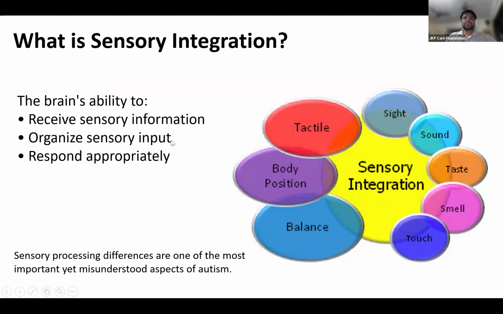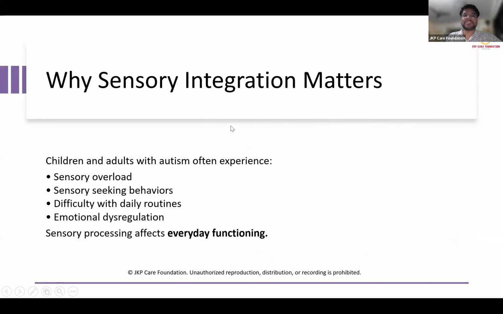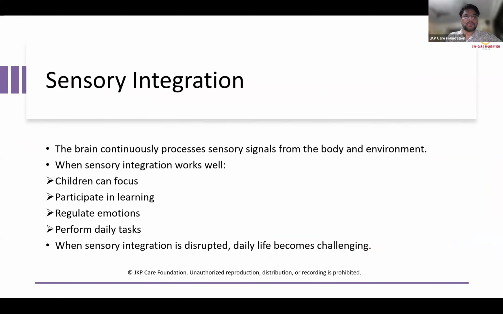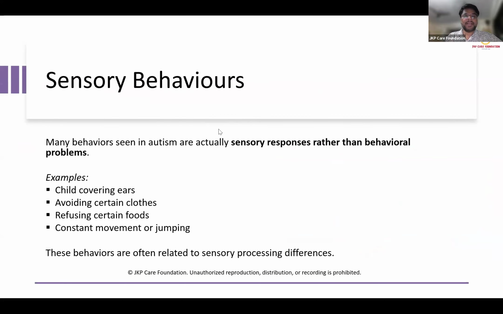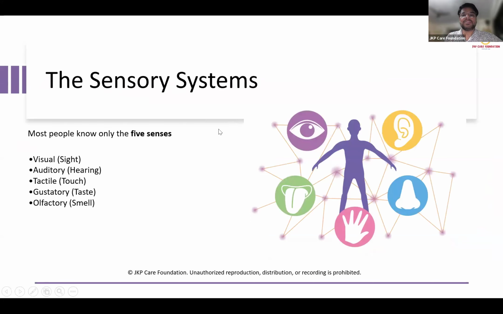So sensory integration is the brain's ability to receive information, organize it, and respond appropriately. Coordinate all these senses, organize and respond. The whole process is known as sensory integration. How do we receive sensory information? Let us first look at the slide on the sensory system.